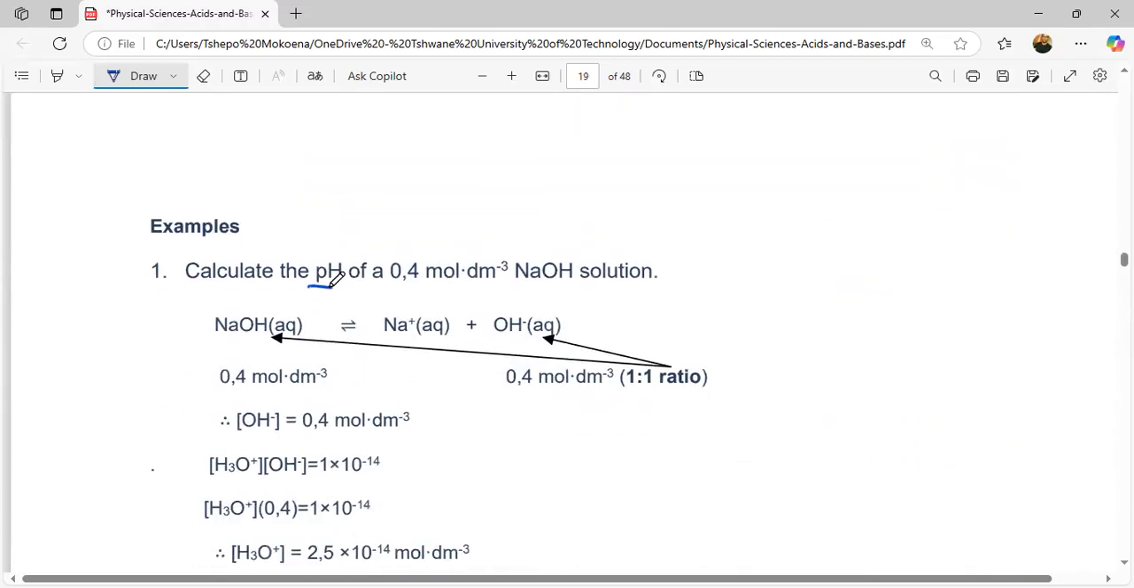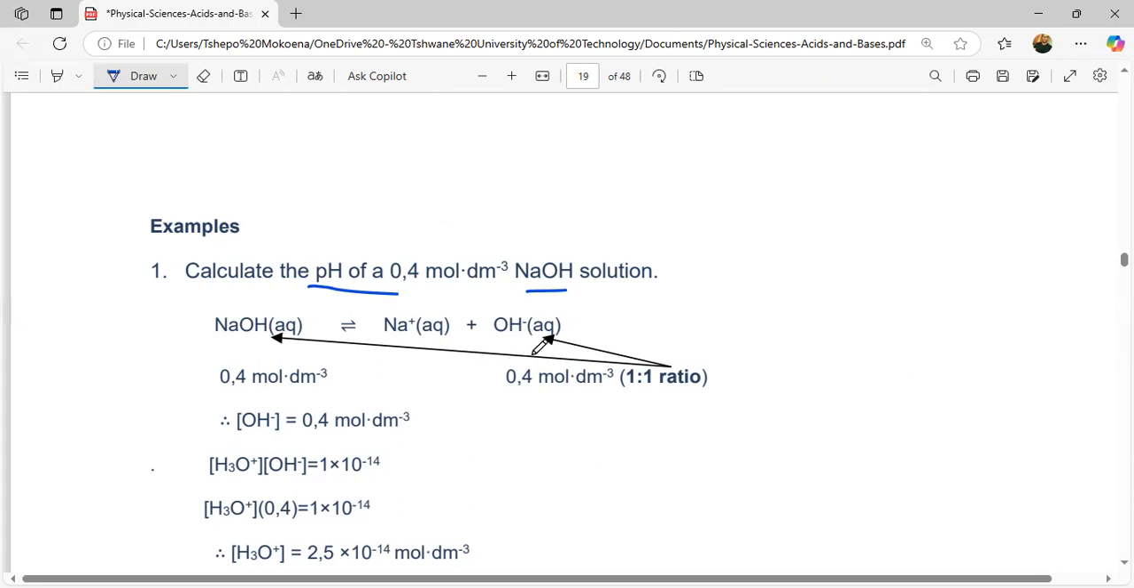So, calculate the pH of a base. Chemical reaction: there is no need to write water, it is a dissociation, so that you can see you have OH- ions. You don't have H3O+ ions because this is a base. That's why you don't have to write water there. They gave you the concentration of NaOH, which is 0.4. In this case, you're going to determine the concentration of OH-.